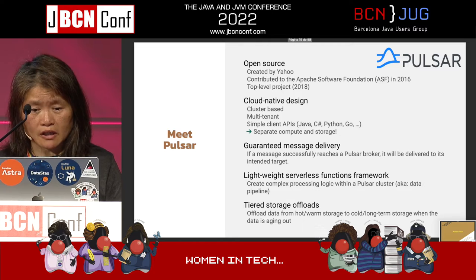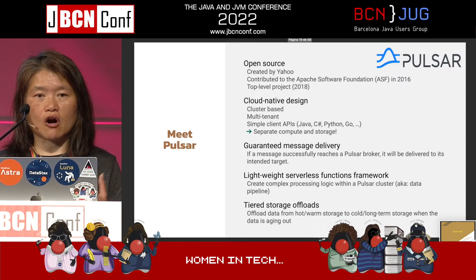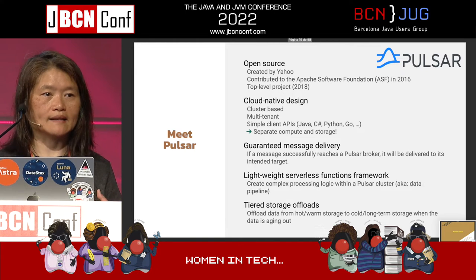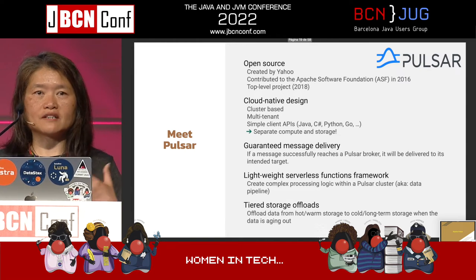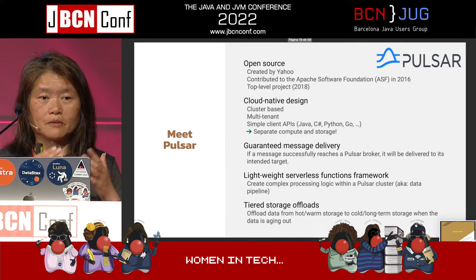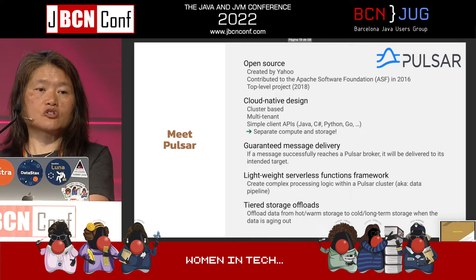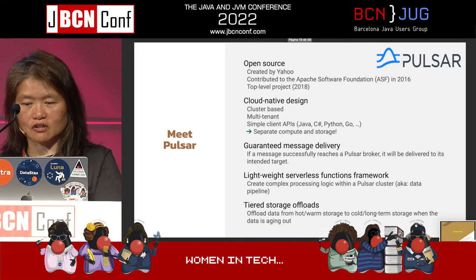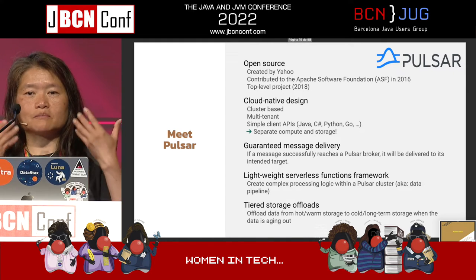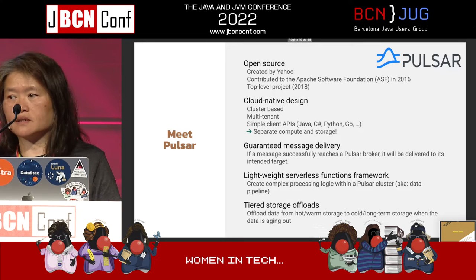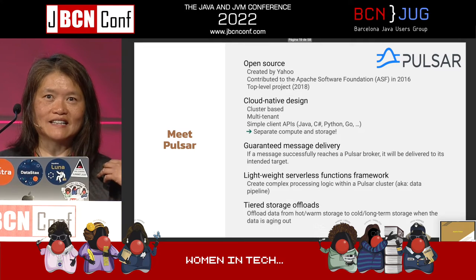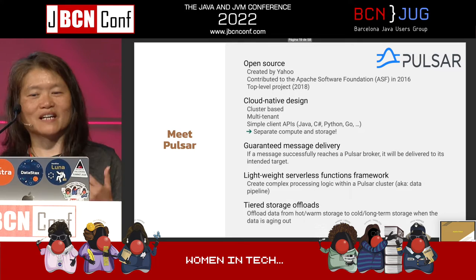And then Pulsar also has tiered storage offloading. Basically, it has the built-in capability of recognizing when your data is getting cold, meaning you already finished processing and the data hasn't been touched for a while. You can then set up a mechanism for it to be moved from the hot storage to cold, long-term storage when the data is aging out. So a lot of these more administrative things, Pulsar can do natively. It is built into its nature. That's why I call it having the DNA of a cloud-native system.